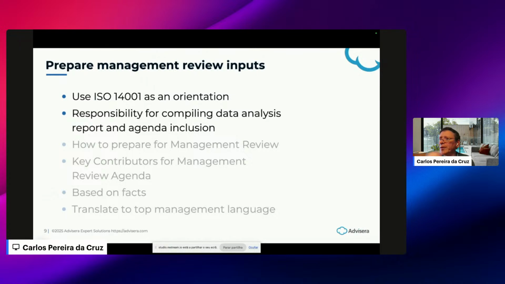Now, how to prepare for management review. So gather and analyze relevant data on environmental performance, compliance status, objectives, risks, and improvement initiatives, okay? Review previous management review meetings minutes and action plans to assess progress.